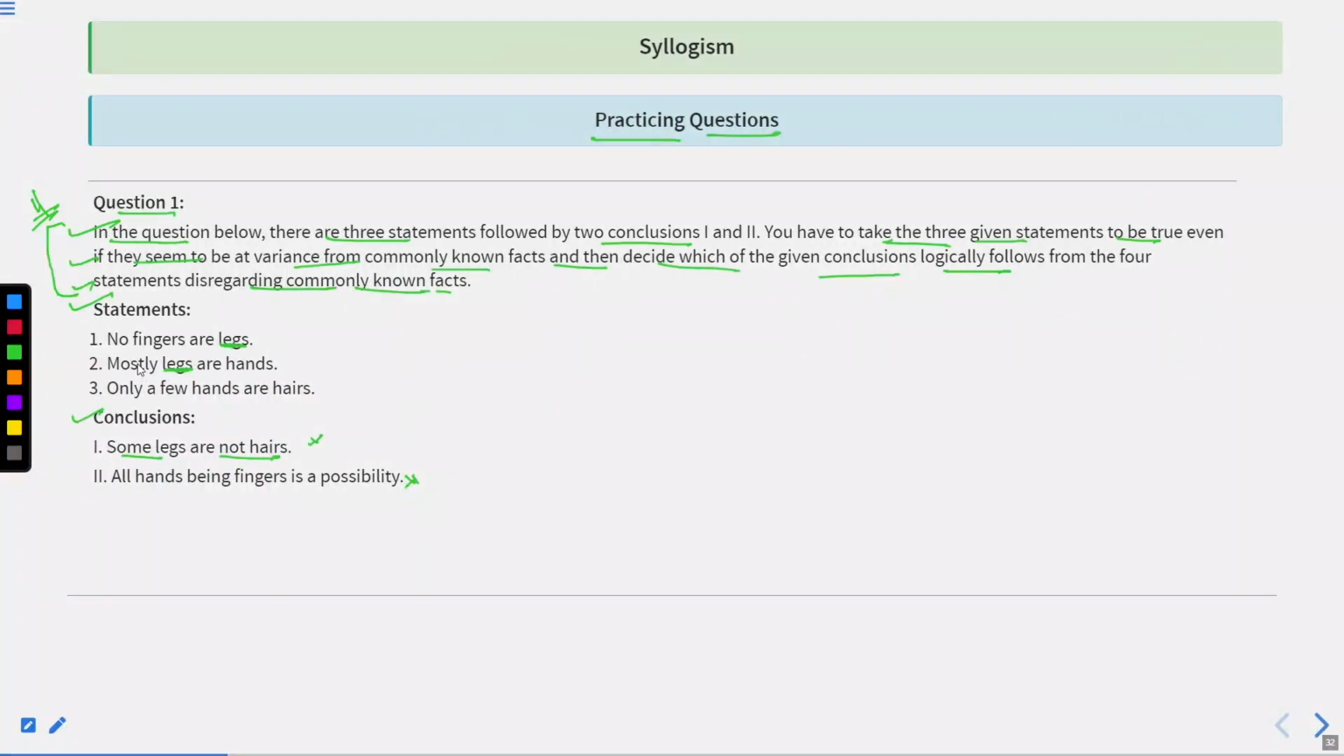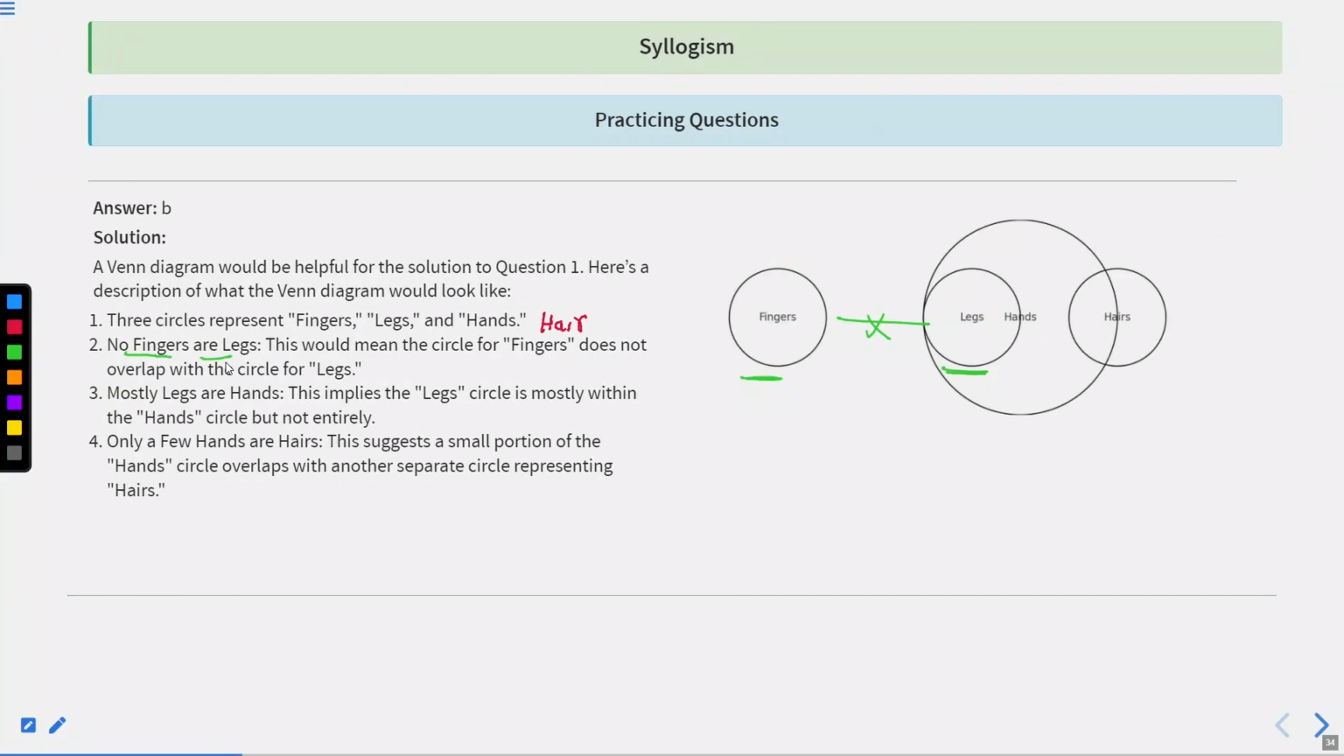Then another statement. What is the other statement? Mostly legs are hands. So we have the leg circle here, and this is a second Venn diagram. What it is saying, that mostly legs are hands, implies that the legs circle is mostly within the hands, but not entirely. So this diagram has to be modified a little for your better understanding. Let me just clear it for you. The diagram would somehow look like this.